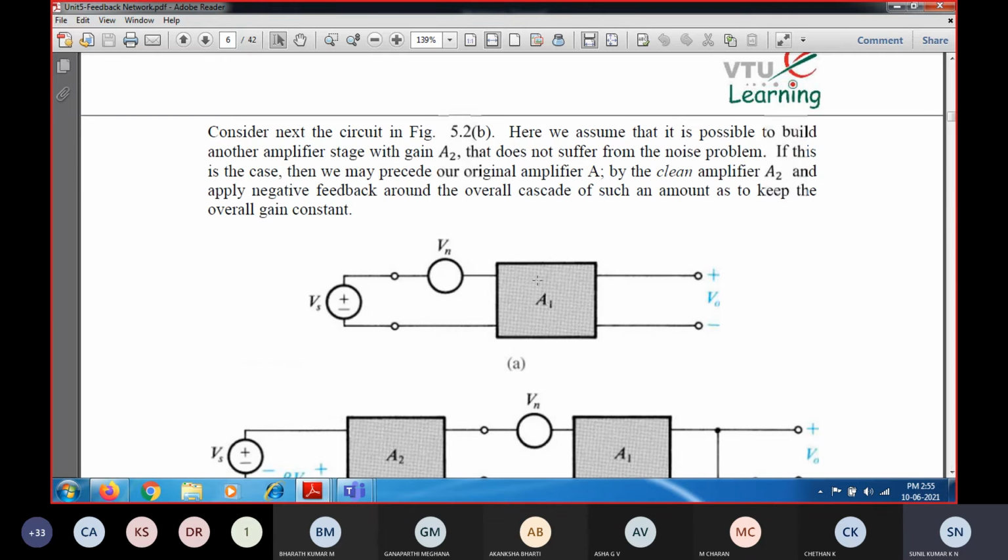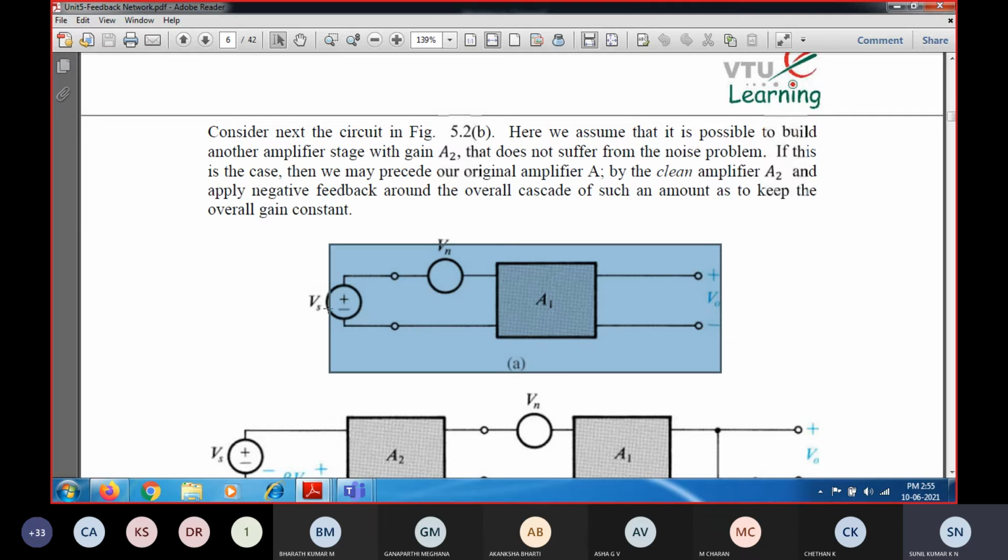Now for a given circuit, assume that this is the circuit of an amplifier. Vs corresponds to the signal voltage. Vn corresponds to the noise voltage. So this is a noise signal source, and this is the actual signal source. Both the noise as well as the signal source are clubbed, and given as input to the amplifier.